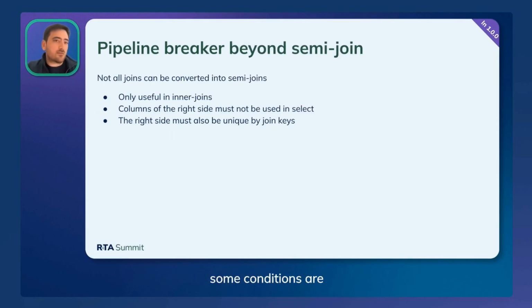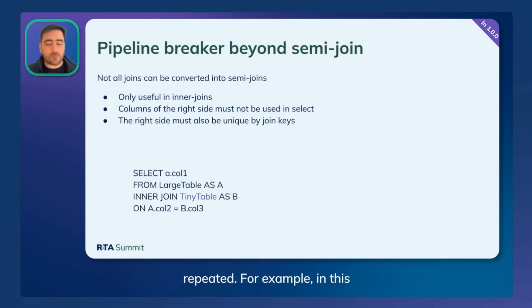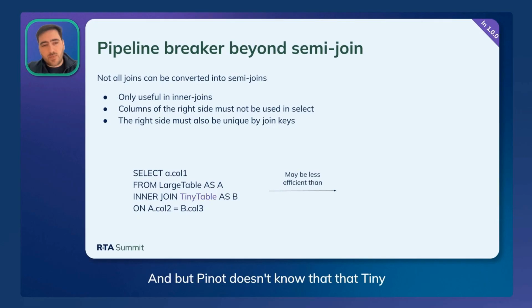It's equivalent as long as some conditions are fulfilled. One of them is that this only works for either expressions written in the form where this column is in the subquery, or in a more general case, in inner joins, where the columns from the right-hand side are not projected, as I showed you before. And something I didn't tell you is that there are some particularities if the right-hand side has values that have been repeated. For example, in this query here, it's the same example as before, but the right-hand side is called tiny table. But Pinot doesn't know that tiny table dot call3, which is what we are joining on, is unique. There may be several repetitions of some value.